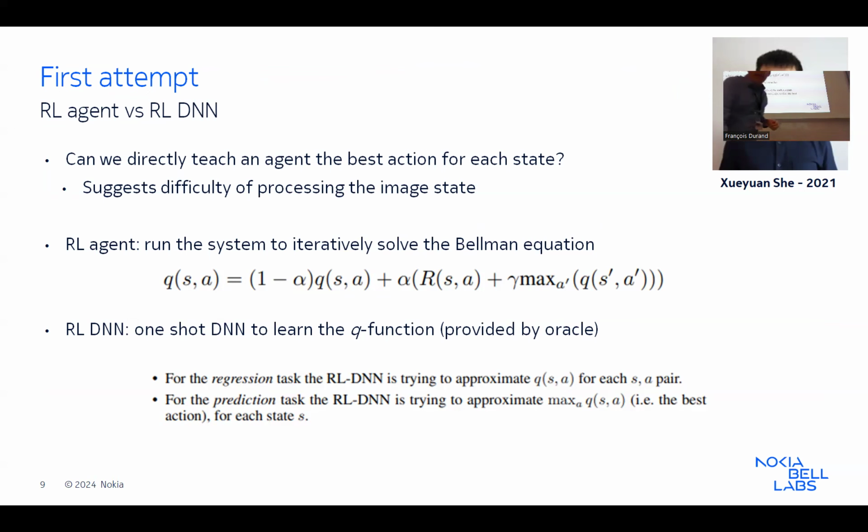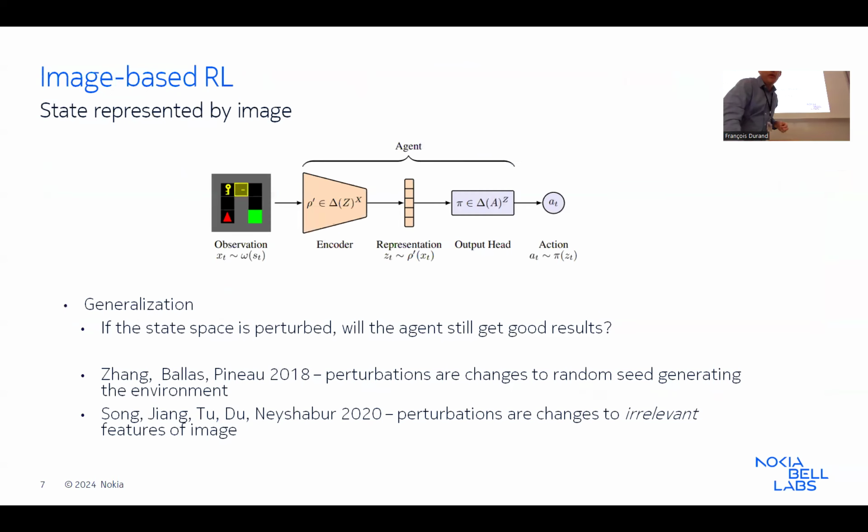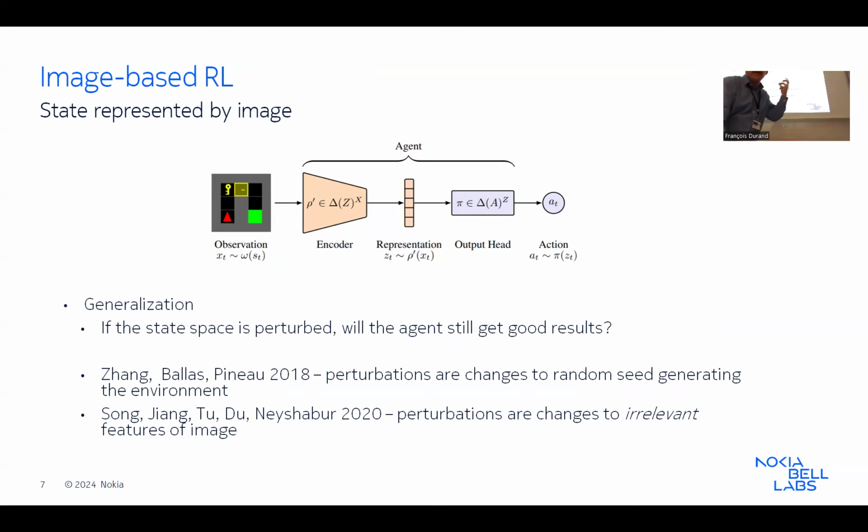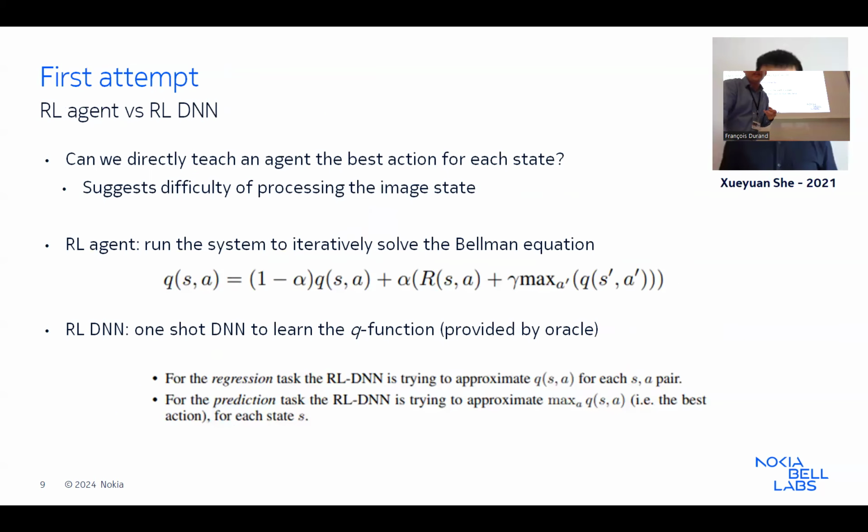So basically, what we wanted to do, therefore, is really try and answer these questions. How much of the error is due to the image recognition being bad, and how much is due to the decision-making being bad? And separately, we wanted to tie this into how well the model generalizes. So we worked on this.